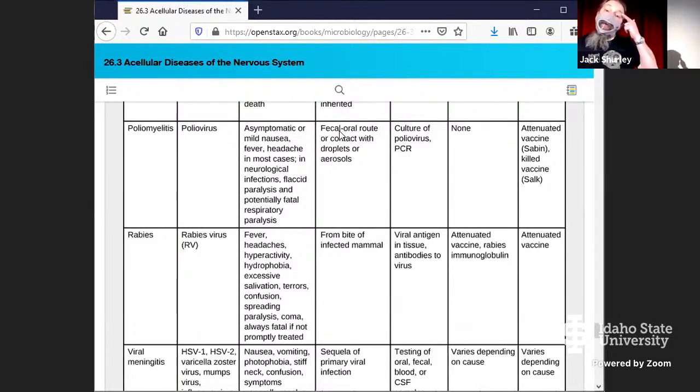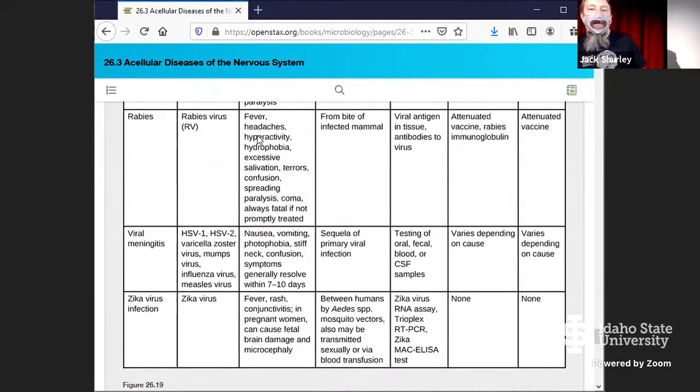So polio is a fecal oral transmission. It's also droplet or aerosol transmission. So coughing and sneezing can spread that as well. Just kind of depends on the circumstances. So, and we went over this vaccine stuff here. And again, I said we're trying to say inactivated, but oftentimes killed is still used kind of interchangeably. All right, rabies.